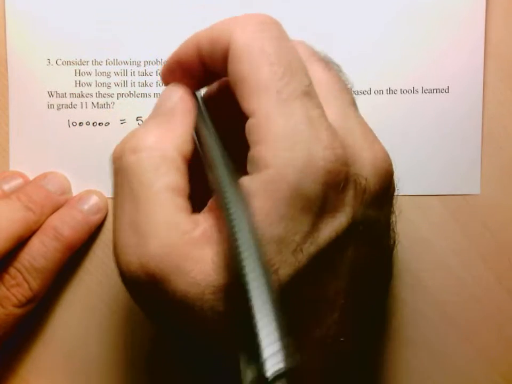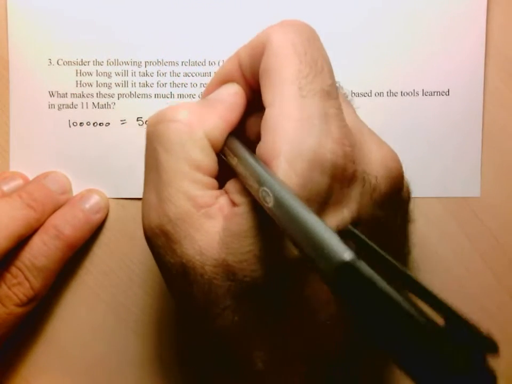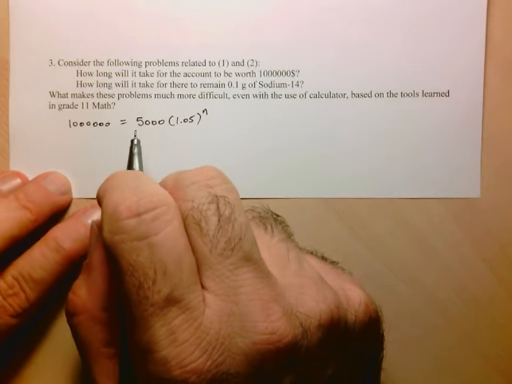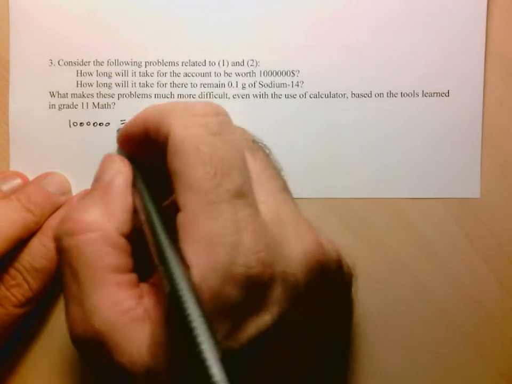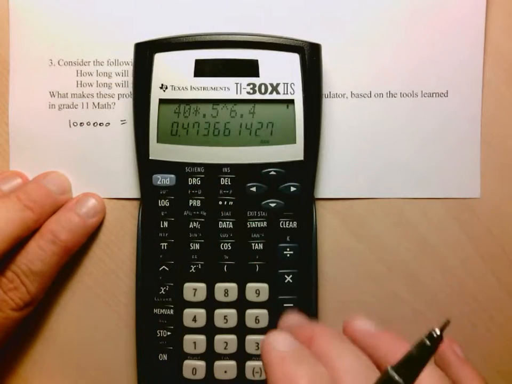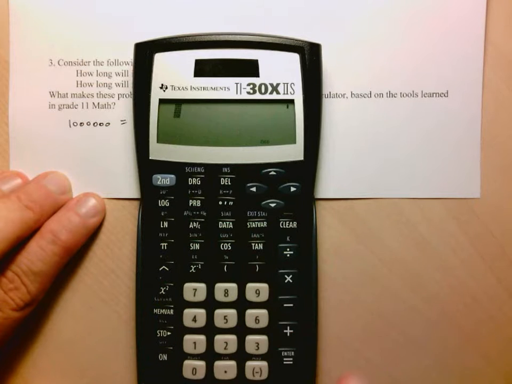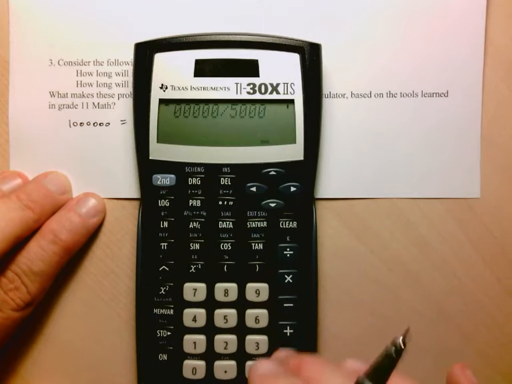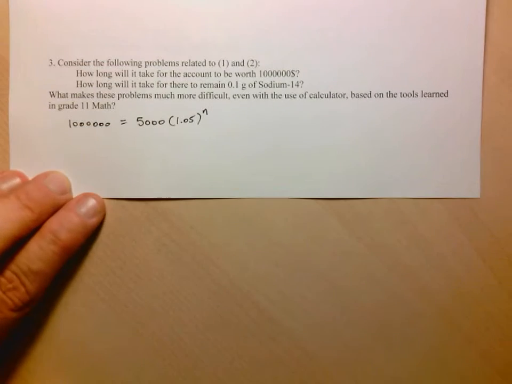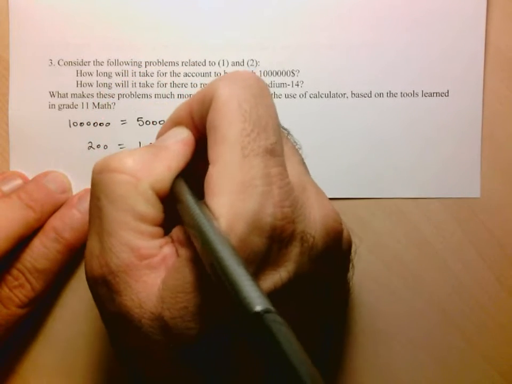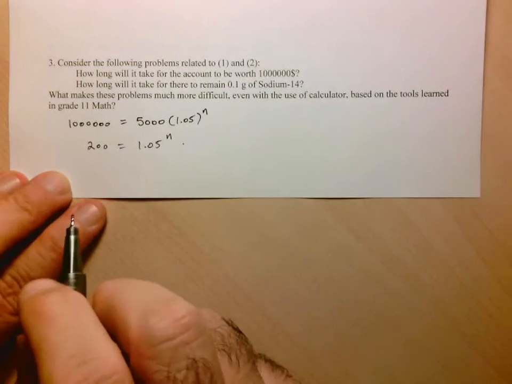So if I go back to my original model, it's now the input value that I'm trying to solve for. So certainly I can divide both sides out by 5,000. Probably should do it in my head, but let's just be careful here. 1, 2, 3, 4, 5, 6 divided by 5,000. So we got 200 there. So this reduces to 200 equals 1.05 to the n.